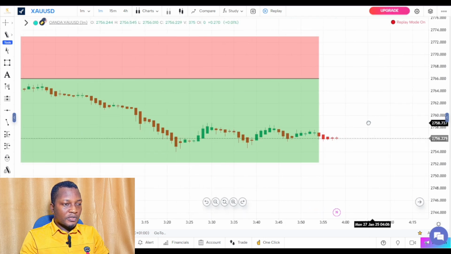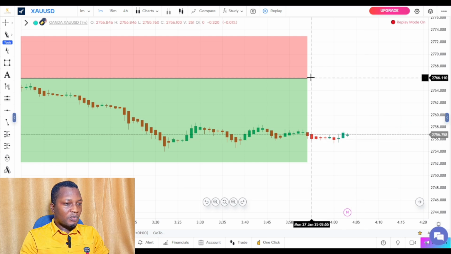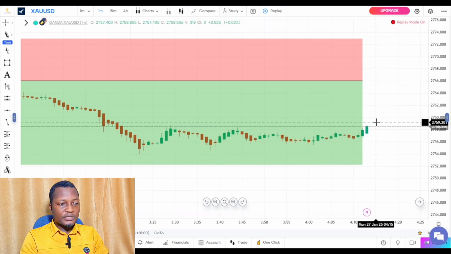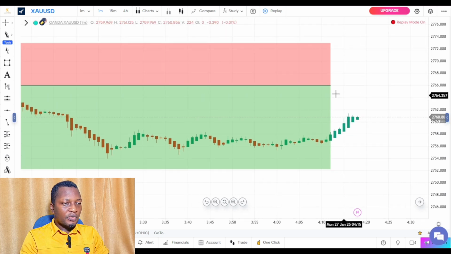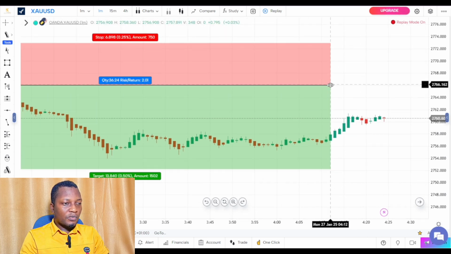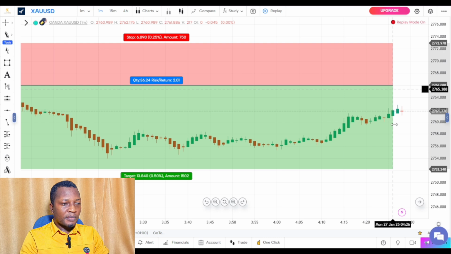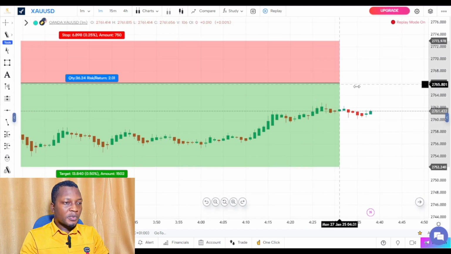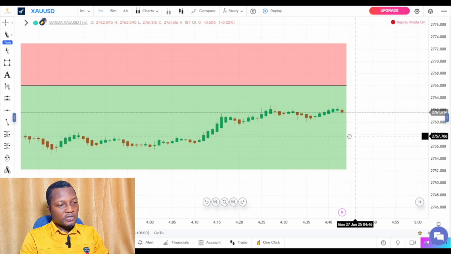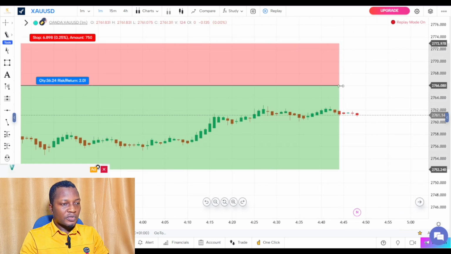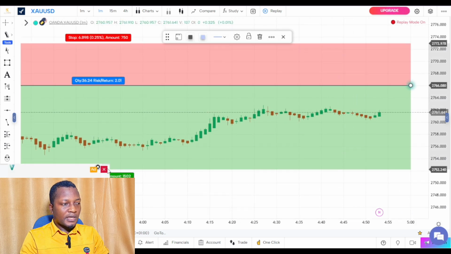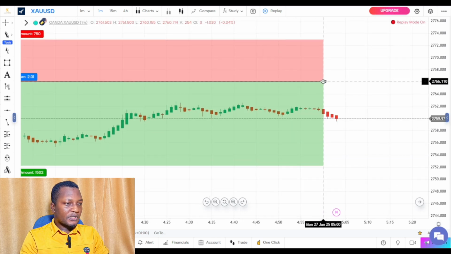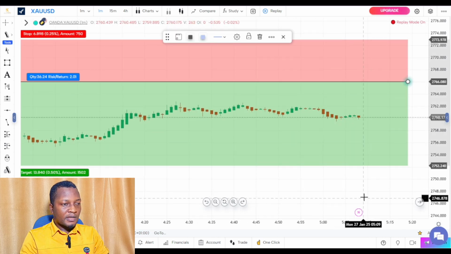So that's just it. Very simple strategy. 1:2. Don't be greedy, just like I said. As soon as you're not greedy, you're going to be getting exactly what you want from the market. Just do your thing and allow the market to do its own thing, and at the end of the day, your TP is going to definitely be smashed.